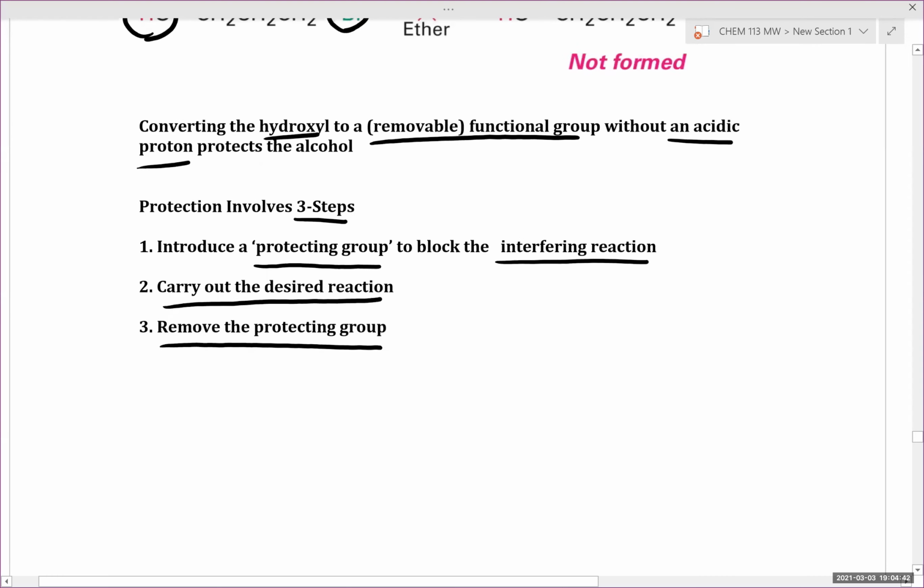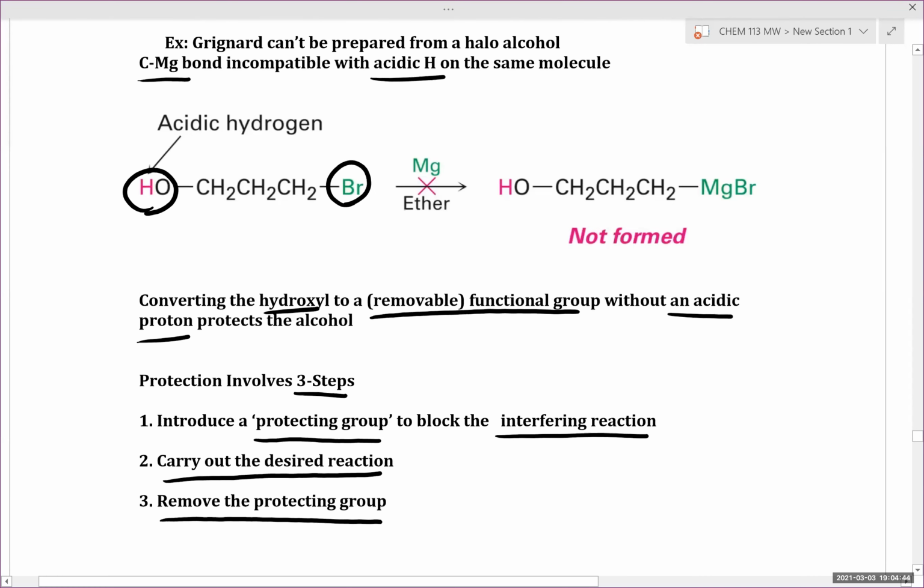Any questions so far on why we care about protecting groups, on the purpose behind protecting groups?